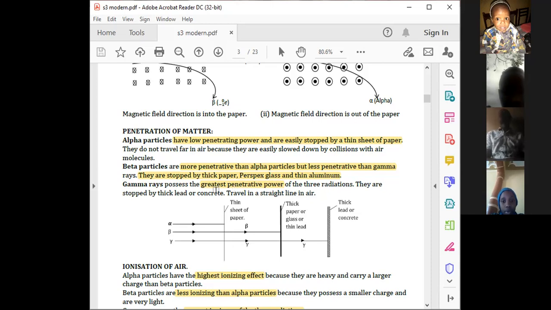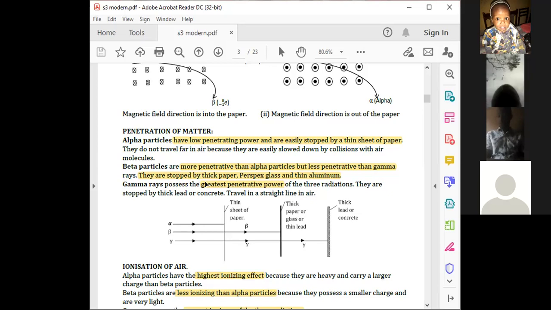Then for gamma rays, since beta was greater than alpha, it means that the gamma rays are also greater than beta.